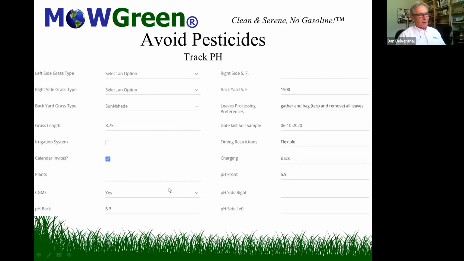So we actually, in each customer record, we'll track things like pH. Here's a sample customer record where we track all kinds of things like timing restrictions and how to manage their leaves. And here's the pH in the front is 5.9. So we'll take a look at that and say, oh, well, we really should do a low dose of lime to get it up closer to the target. 5.9 is tolerable, but 6.5 is the ideal.